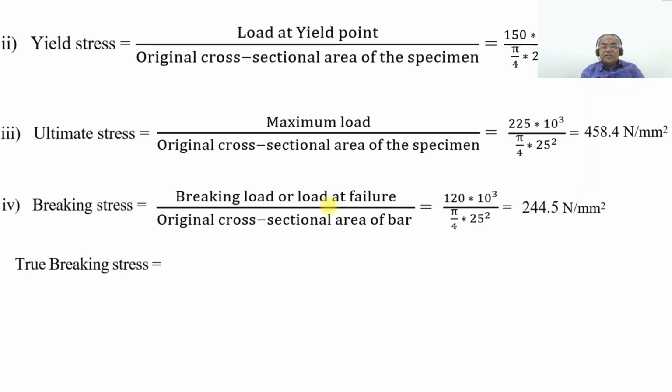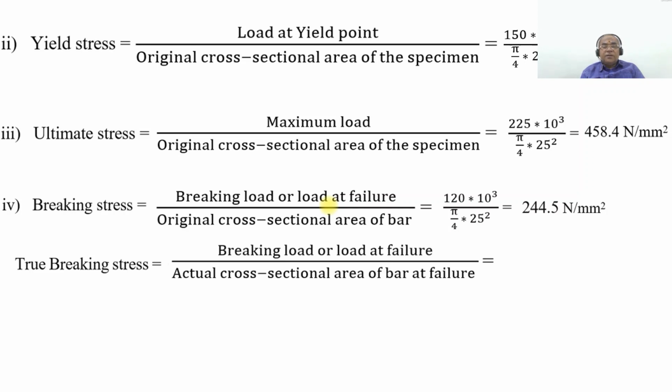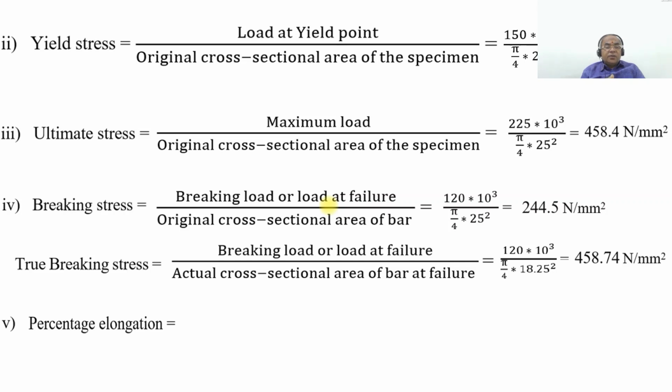So what is true breaking stress? It is the breaking load or load at failure divided by the actual cross-sectional area of the specimen. So what is the breaking load? Again, you take 120 into 10 to the power of 3 divided by the actual cross-sectional area, that is pi by 4 into 18.25 square. So that will be equal to, on simplification, 458.74 Newton per mm square. Then we are going to find out the percentage elongation.